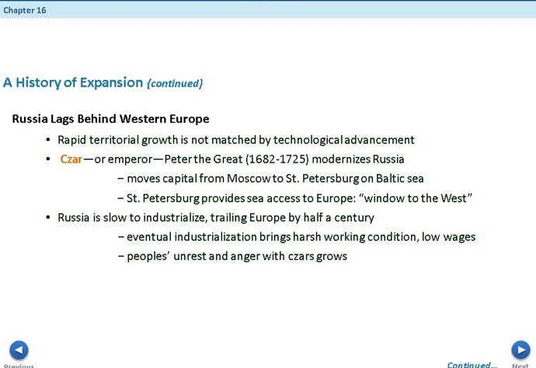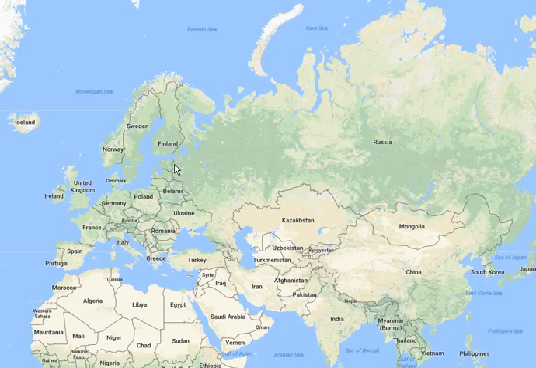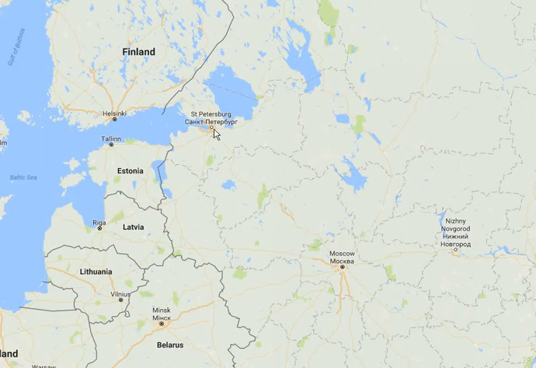Now, Peter the Great is not the only Tsar, but during his time, that's what they called their rulers. What they're going to do is move the capital from Moscow to St. Petersburg on the Baltic Sea. Now, you might ask, why would they possibly do this? If we come back to the map, you're going to see Moscow, which is inland, and then St. Petersburg, which is right on the Baltic Sea.